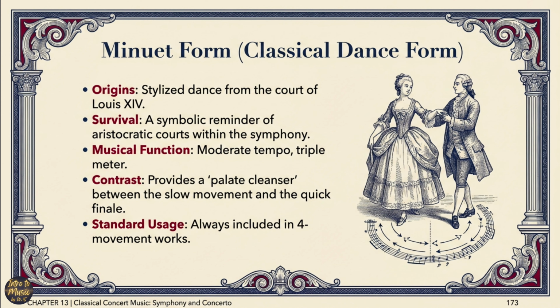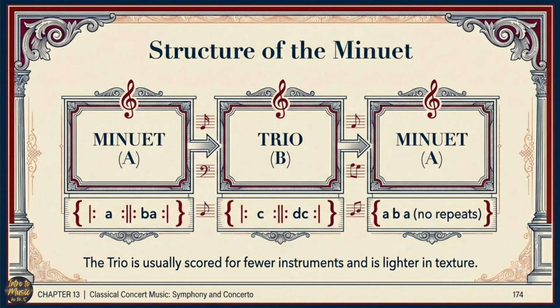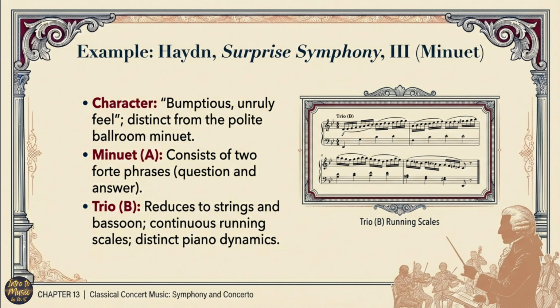The third movement of a symphony is the minuet, a stylized dance inherited from the court of Louis XIV. It provides a light contrast in triple meter. The structure is always minuet, trio, minuet. The trio section usually reduces the orchestra to fewer instruments for a lighter texture. In the Surprise Symphony, Haydn's minuet feels less like a polite ballroom dance and more like a bumptious country dance.